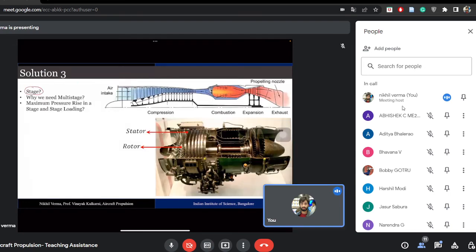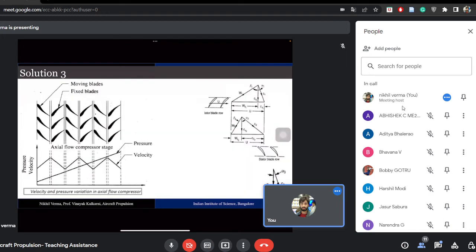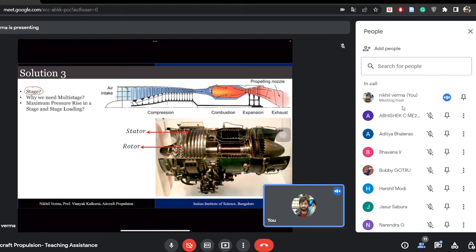A stage here represents a pair of a stator and a rotor blade, and you can see in this case how the velocity varies along the stator and the rotor. So this is what a stage is. It is a combination of a stator as well as a rotor.